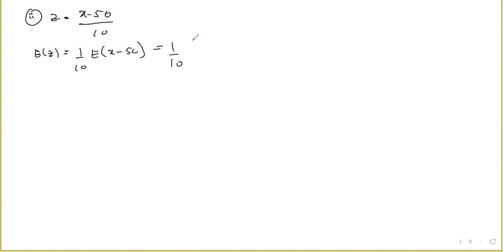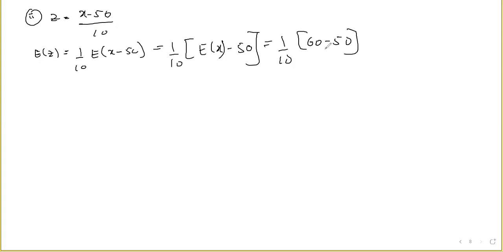So second, z equal to (x minus 50) divided by 10. Apply the expectation operator here, expected value of z. So 1 by 10 outside, expected value of x minus 50. So this is 1 by 10 times expected value of x minus 50. Expected value of x is given, that is 60 minus 50. So expected value of z equals 10 by 10, which is 1.